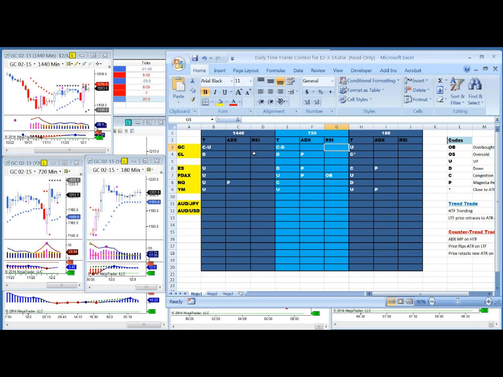We have an uptrend. Are we close to an ATR? No. Is the ADX overbought? No. Is the RSI overbought? No. Okay? So overall on the 1440 and the 720, you have congestion, but the 180 is in an uptrend. That's all we can tell.